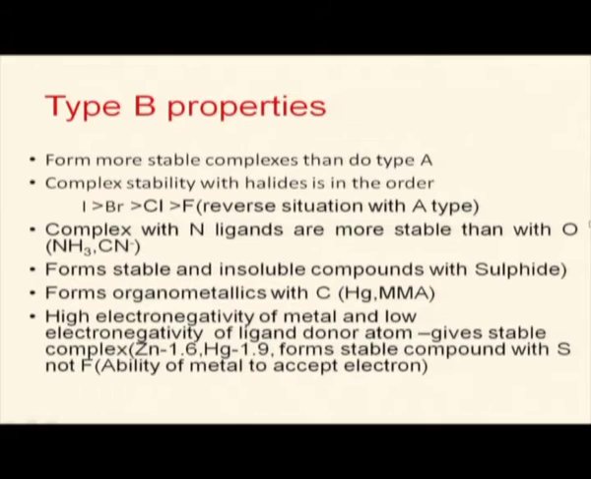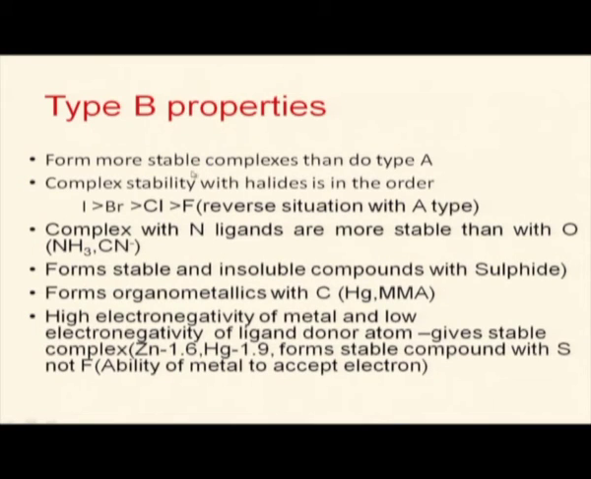Coming to the type B metals, they form more stable complexes than type A. With the halide ions, iodide forms a much stronger complex than bromide and chloride; stability decreases in this order. In fact, there is no fluoride complex of type B metals, whereas type A metals form better complexes with fluoride, while type B metals form them more with iodide.